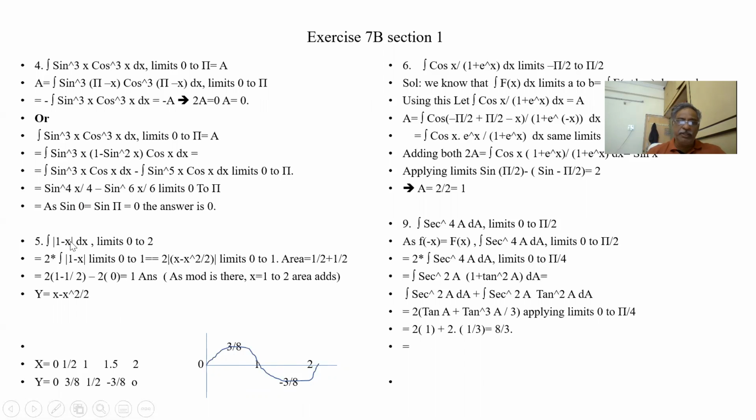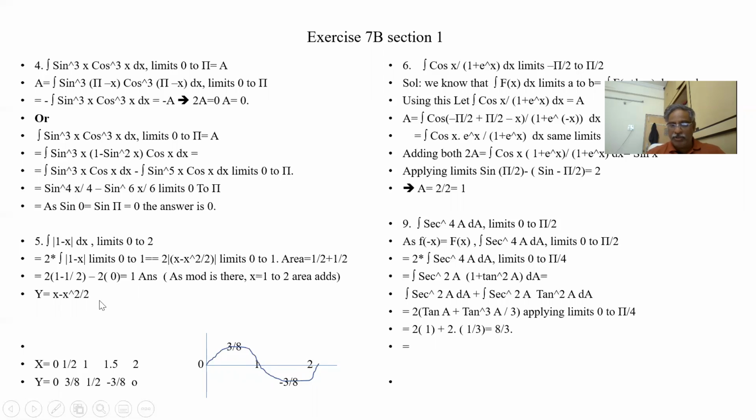Since mod is given, what do I have to do? I have to split into 2: 0 to 1 and 1 to 2. So 0 to 1 will be plus, and 1 to 2 with mod will also become plus. So this is f of minus x is f of x because it is the same. So we will put 2 into x minus x square by 2, limits 0 to 1. So the answer is 1. So you understand the difference between mod and no mod.